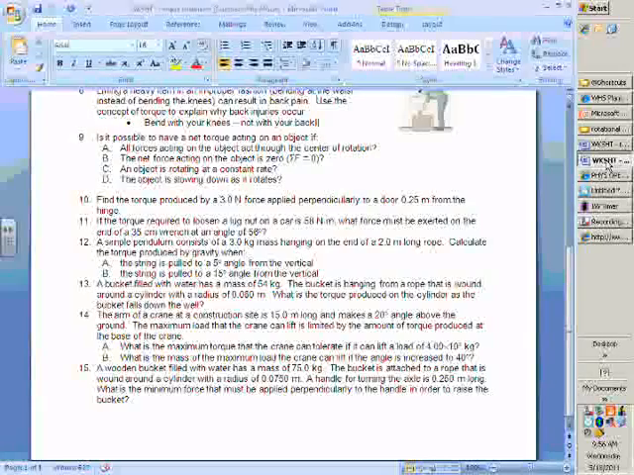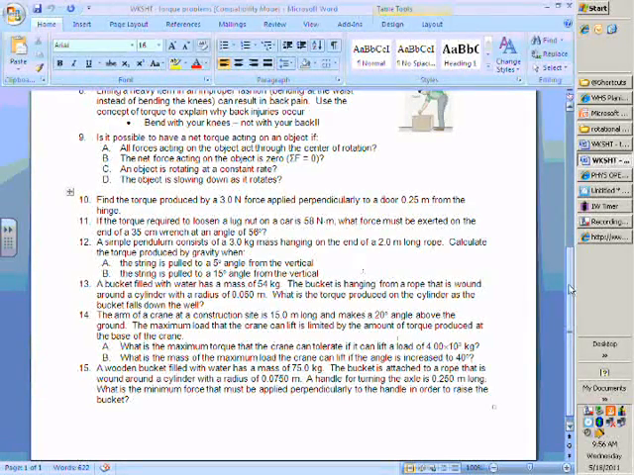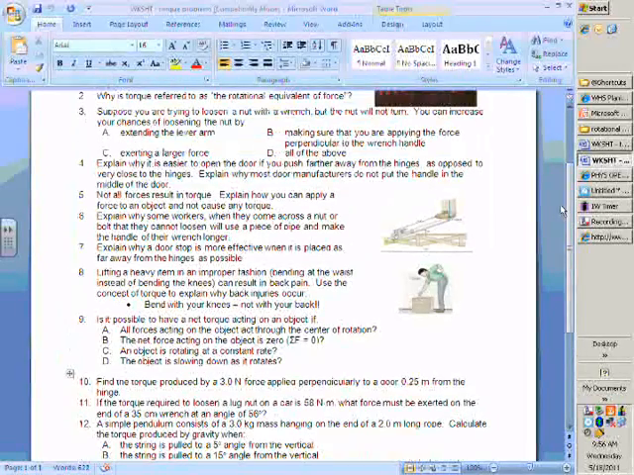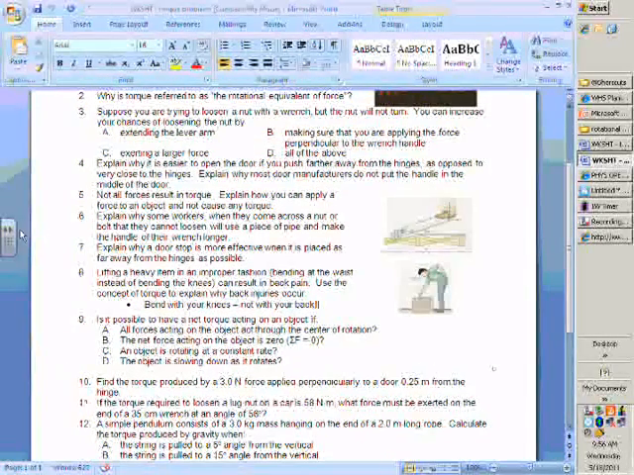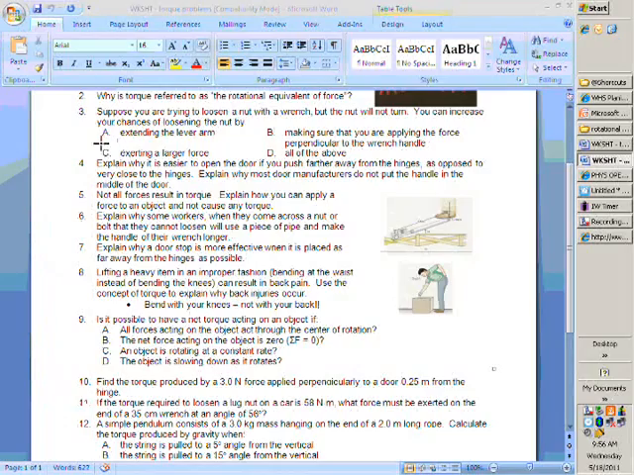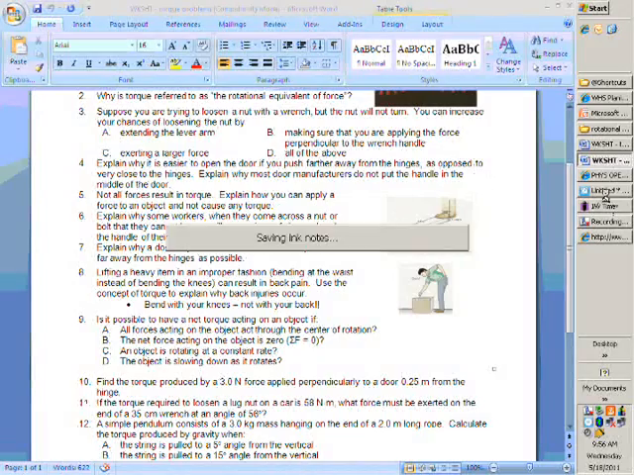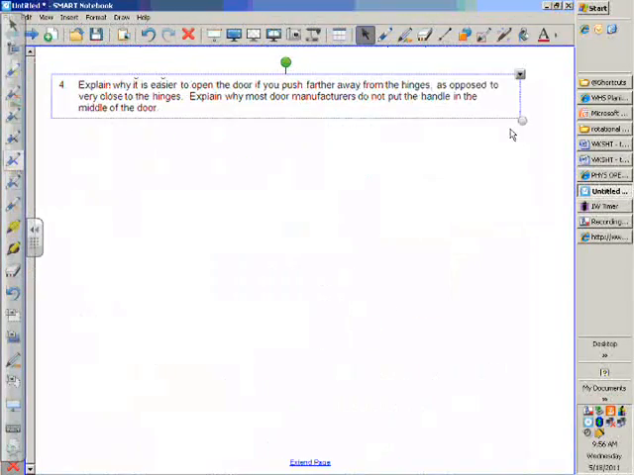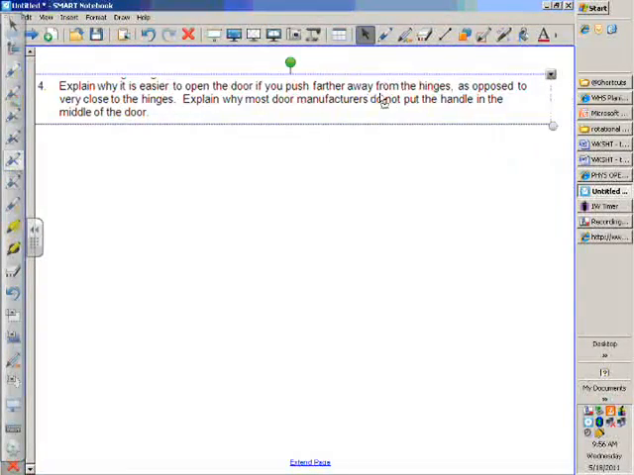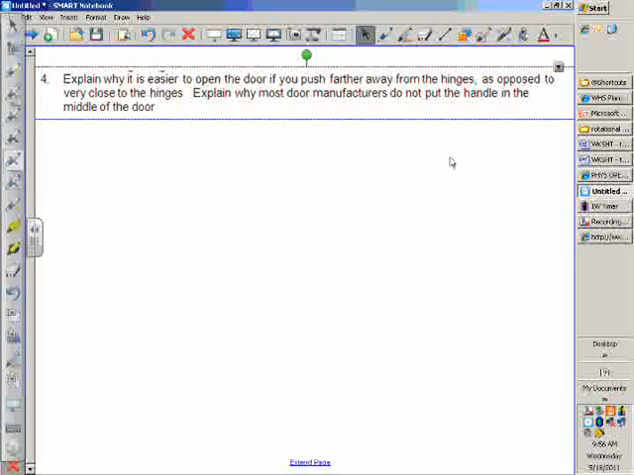All right. Let's take a look at a couple of conceptual questions off of that new sheet that I gave you today. One of our game examples was the ladder. Yeah, the ladder's torque one.